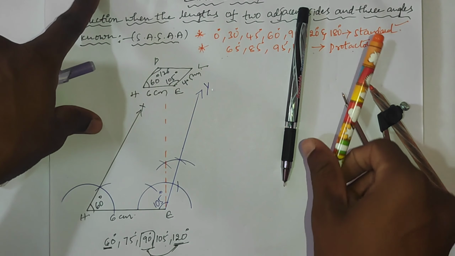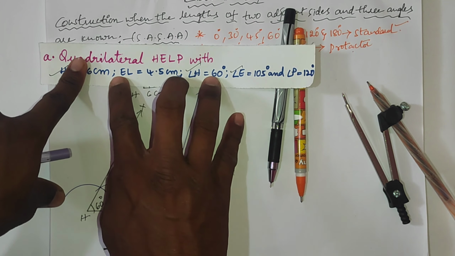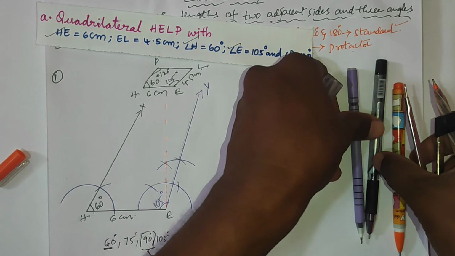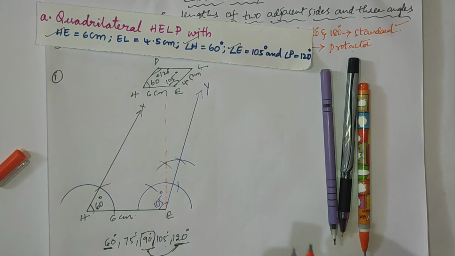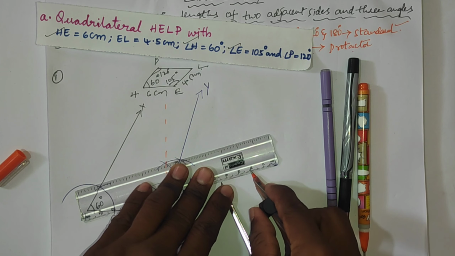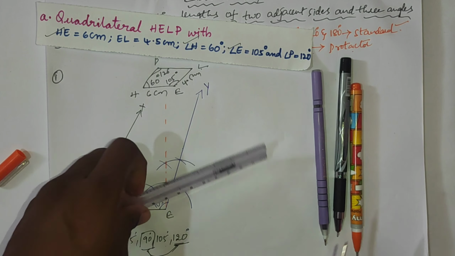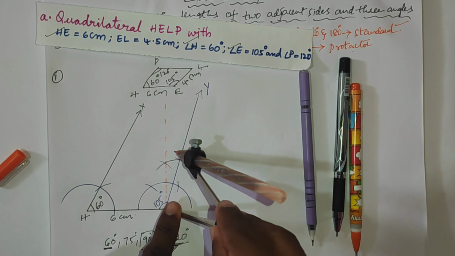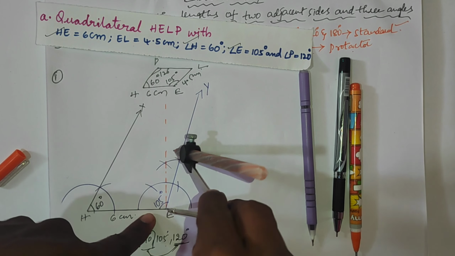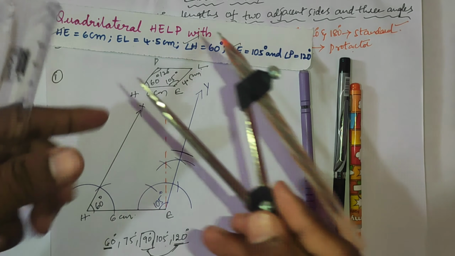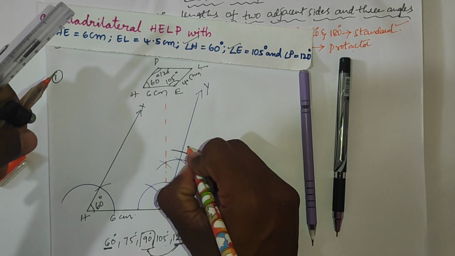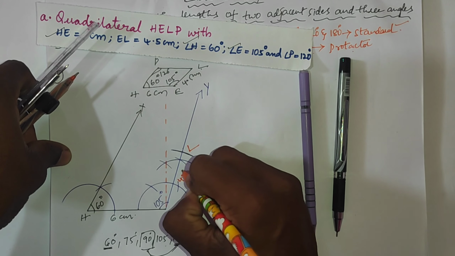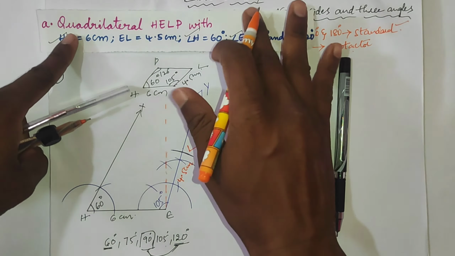We completed 105 also. Now see here, the length given is EL. How much is given? E to L is 4.5 centimeters. Now taking 4.5 centimeters as the radius, E to L, taking E as a center, I am cutting this ray, EY, the 105 degrees ray. So we got an intersecting point, and this is L. E to L, the length given is 4.5 centimeters. Okay, this one is also completed.